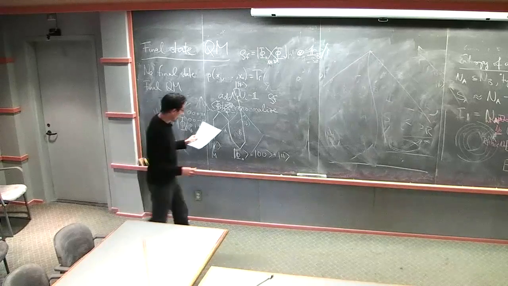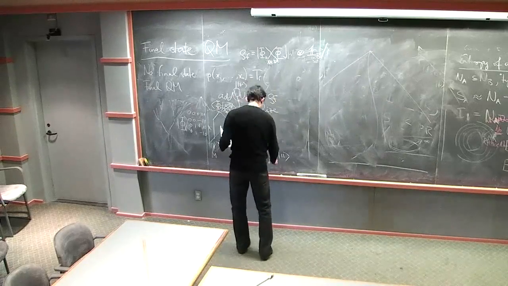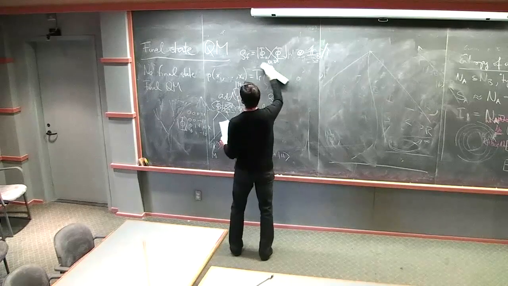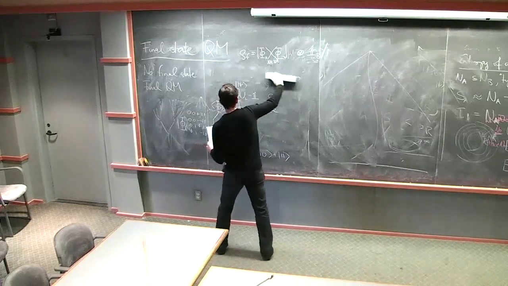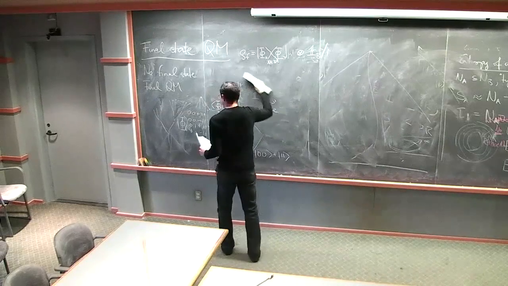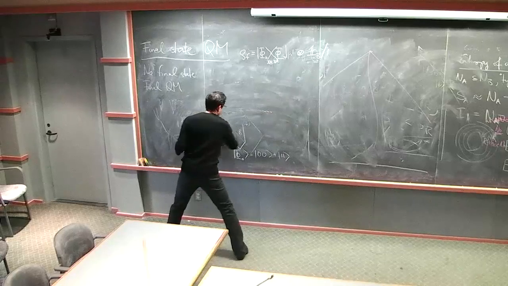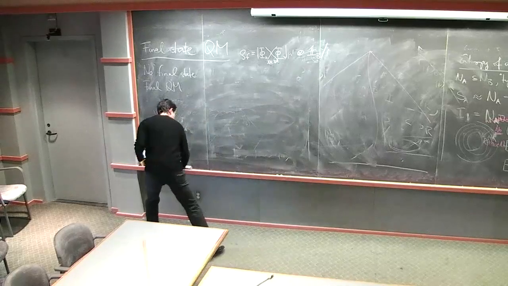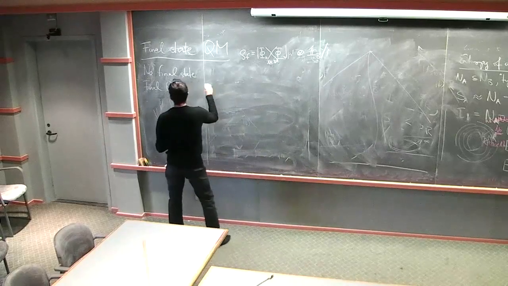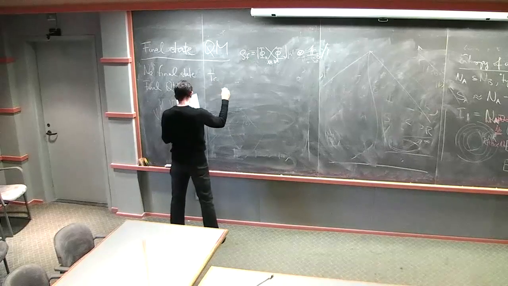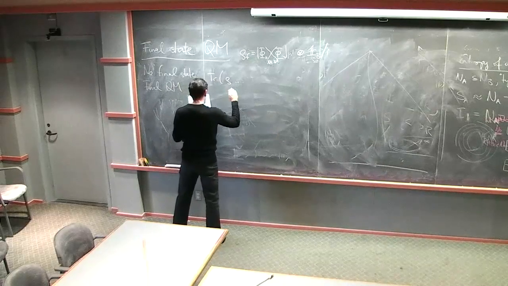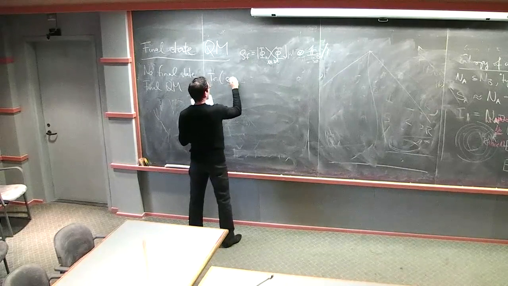Good. The nice thing that happens, this is illegible anyway, so let me erase it. The nice thing that happens is if you calculate, I learned how to calculate this from Douglas Stanford, who learned it from Preskill.